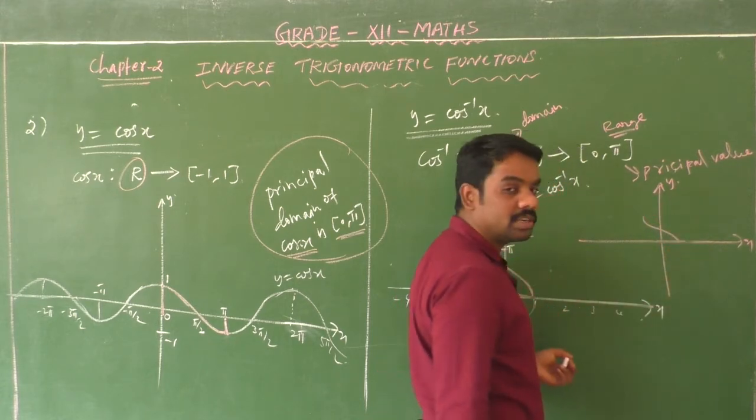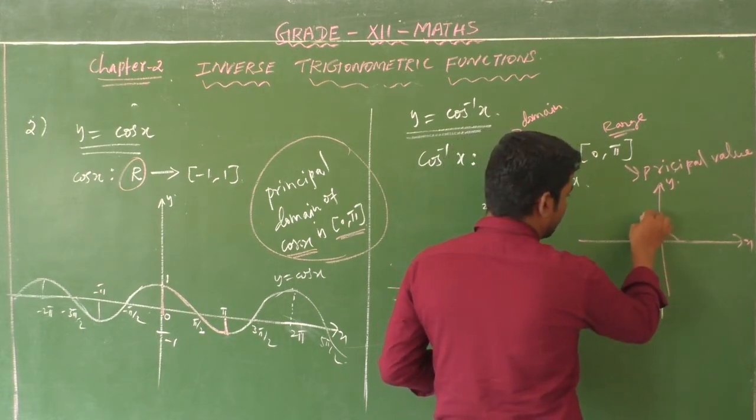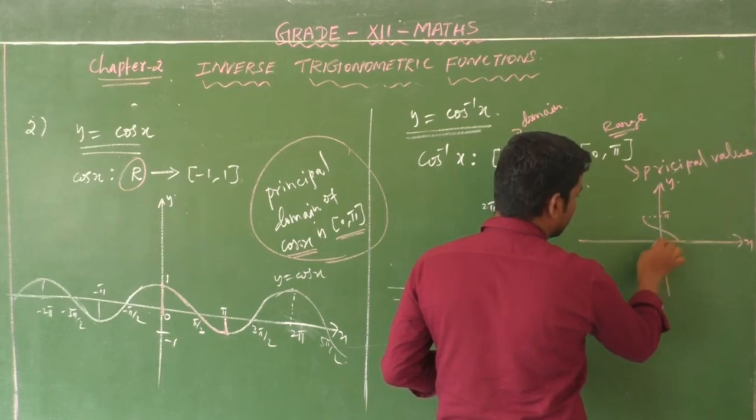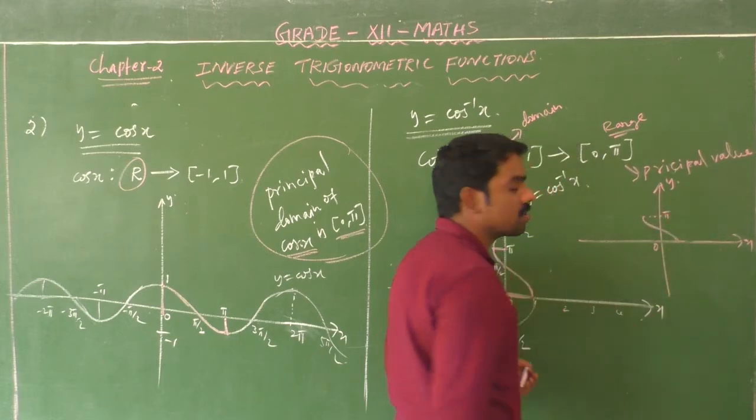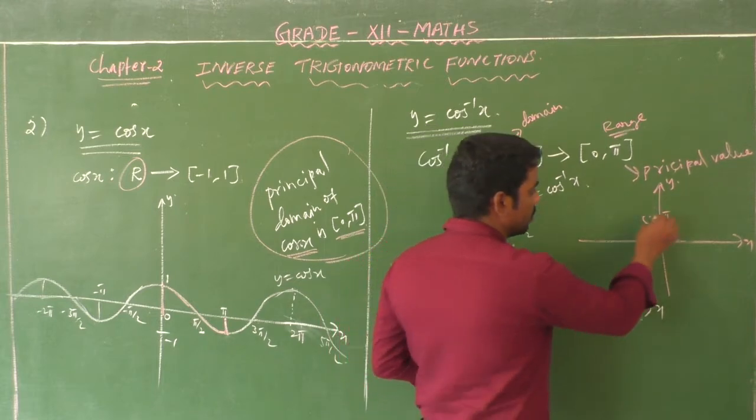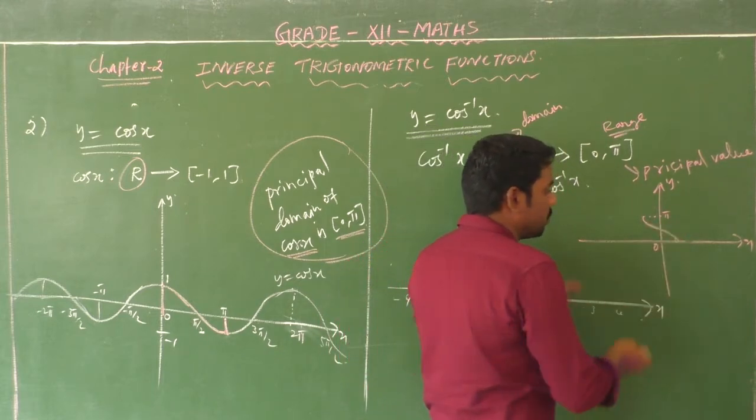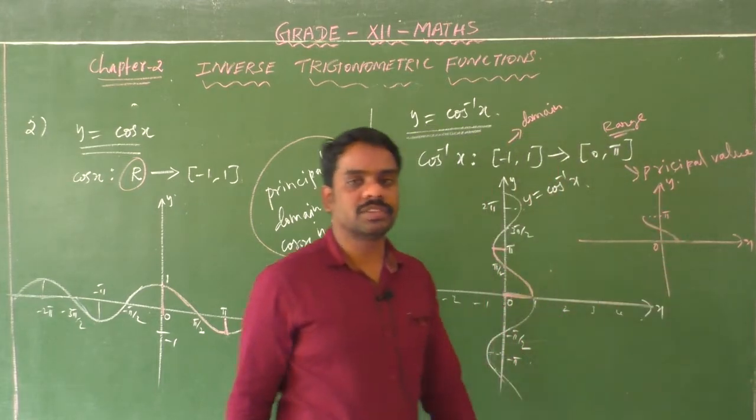This is y equal to cos inverse x. This limit is pi, here 0. This curve is y equal to cos inverse x, restricted to 0 to pi. The interval is 0 comma pi.